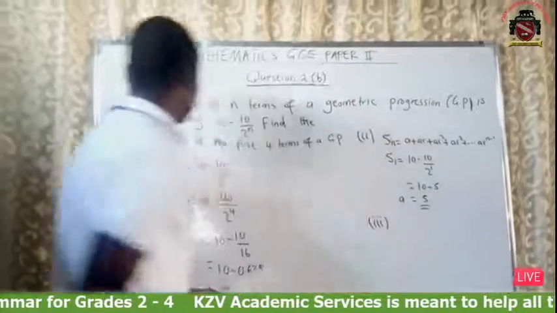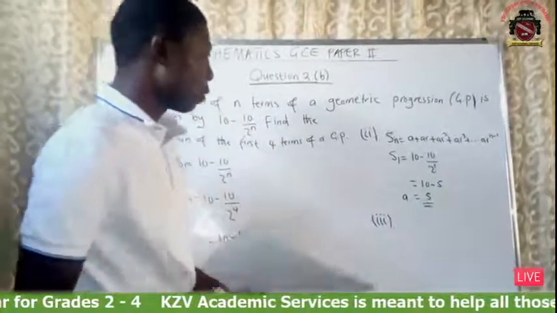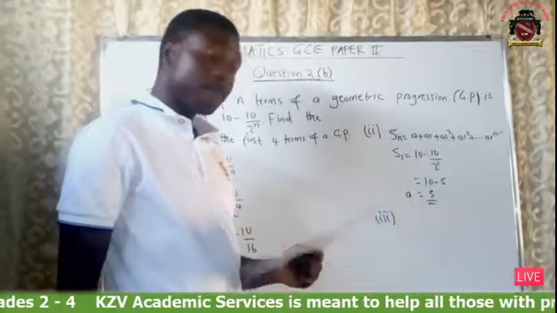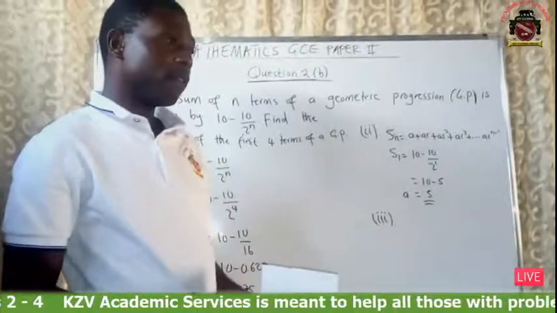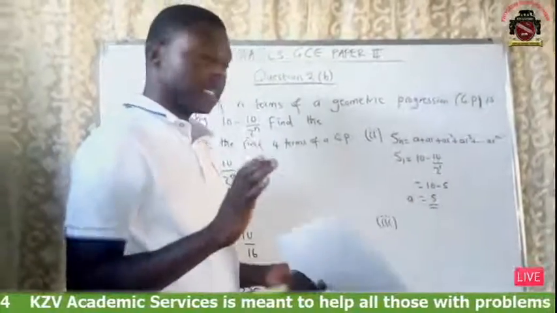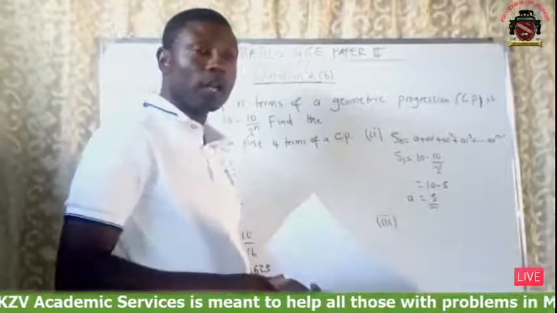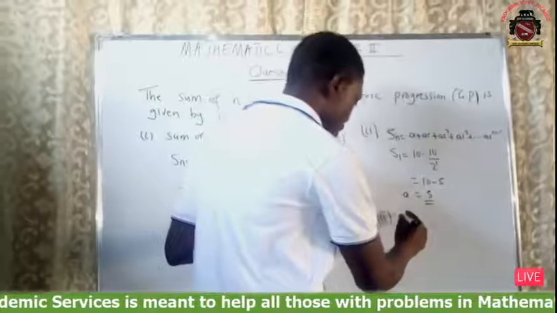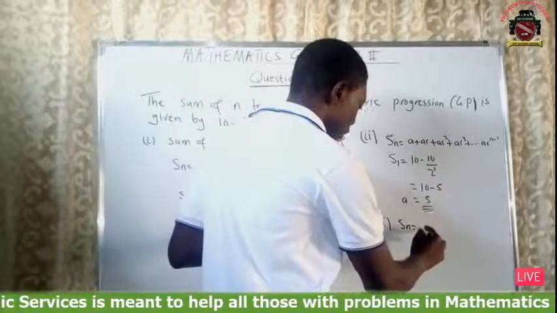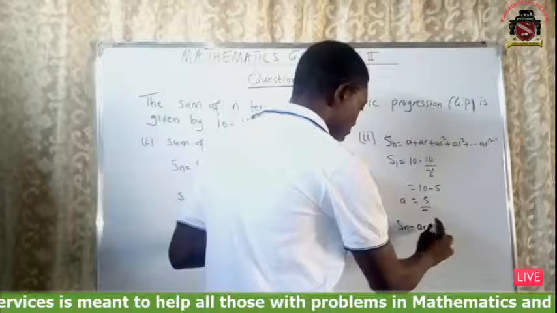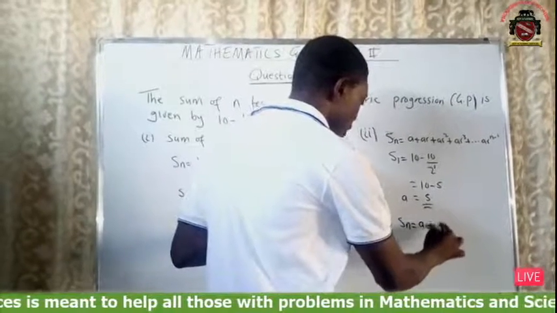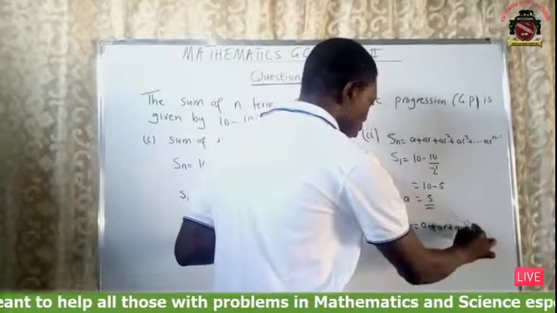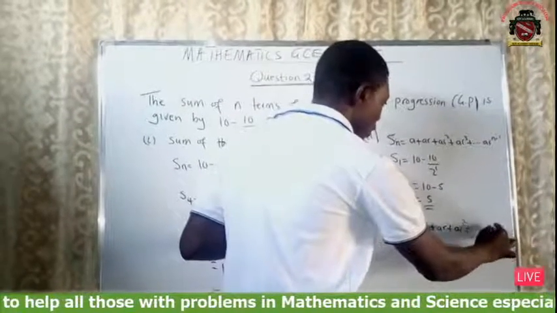Now the third question under sequences and series was to find the first 4 terms. The first thing we have to do when solving this question is to find the common ratio. And how do we find the common ratio? We know that Sn is given by the first term a plus ar plus ar to the power 2, and so on, up to ar to the power n minus 1.